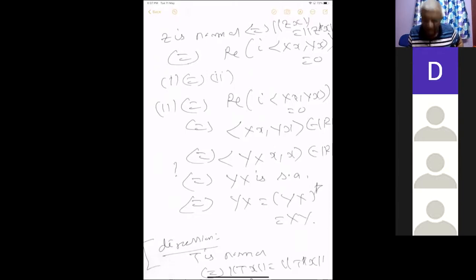Then the cross term being 0 is the same as saying this inner product is real. That's what this means. The real part of something is 0, the real part of i times something is 0. Then whatever the i times something is, that has to be purely real, right? So that's what I'm saying. Then that being purely real says that it is self-adjoint, and that is what we have proved.